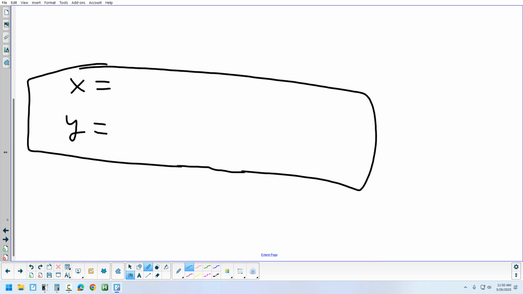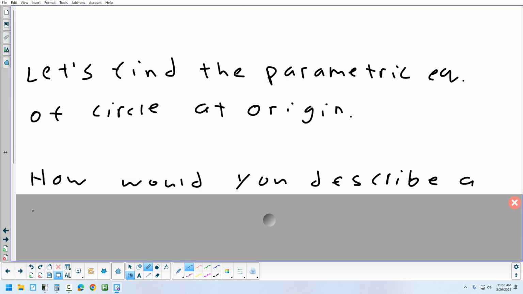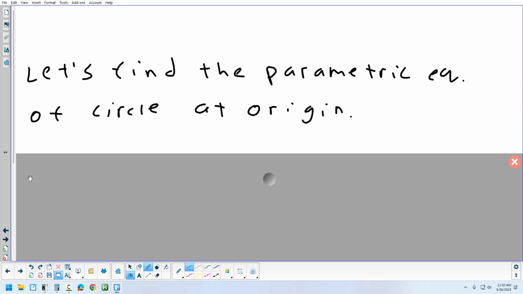All right, let's see if we can figure out the equation of a circle. And here's where you're going to see it's important to graph enough points, because a circle is curved. If you don't do enough points, you're not going to get a nice circle.